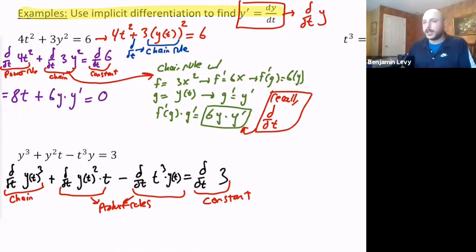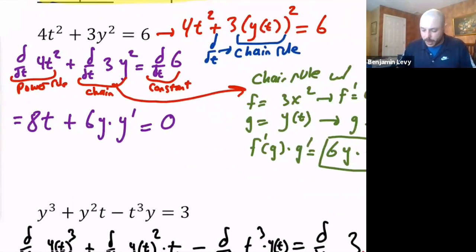Because the question on the last problem is, let's use implicit differentiation to find the expression for the derivative, y prime. In that last example, let me zoom in on it. We have y prime in there, and we can just solve for it.